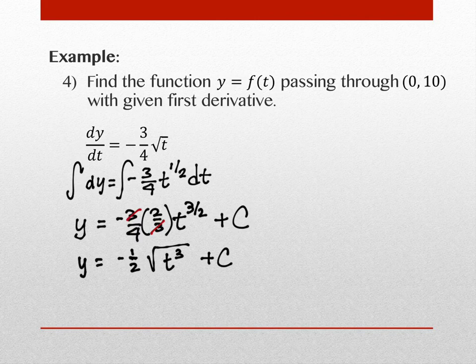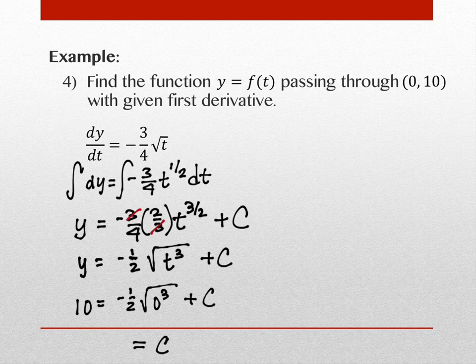Plug it in for the x and the t. So the t value is listed first. It's 0. And the y value is a 10. So this is 10 equals negative 1/2 square root of 0 cubed plus c. What is c? It's 10. And our solution then, where was it? It's right here, would be y equals negative 1/2.